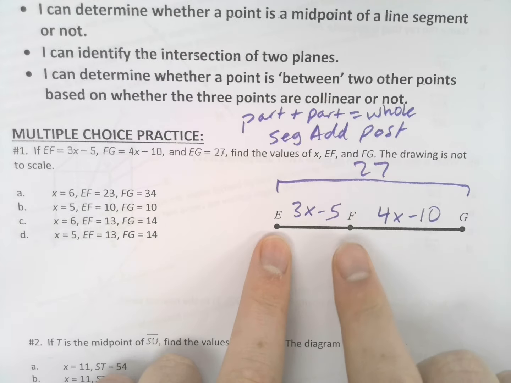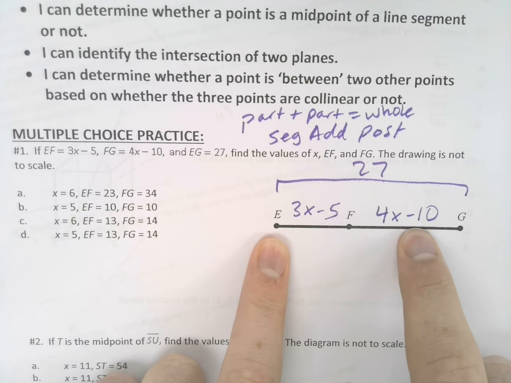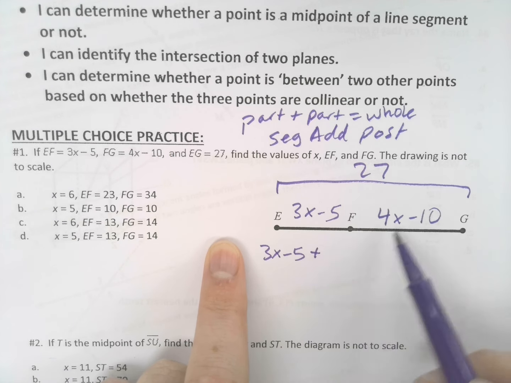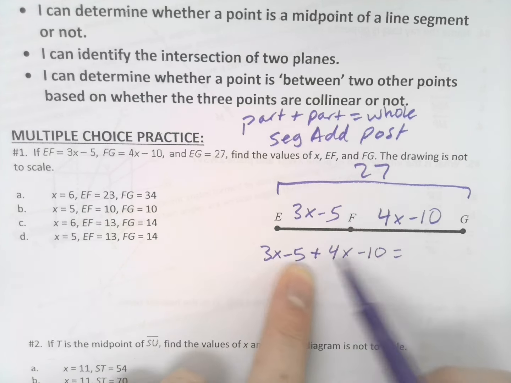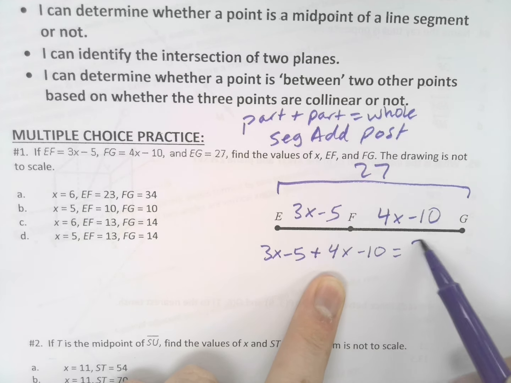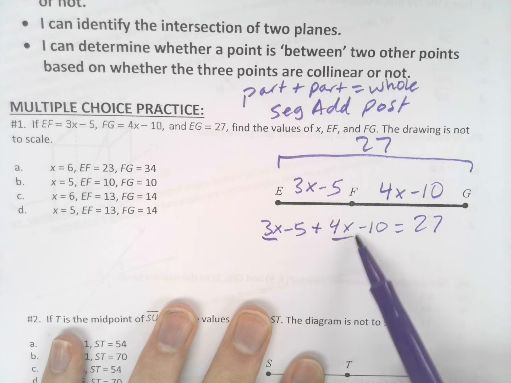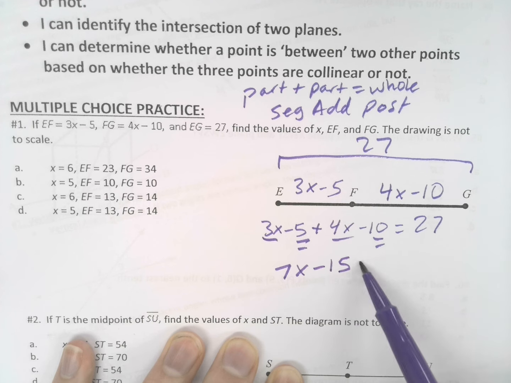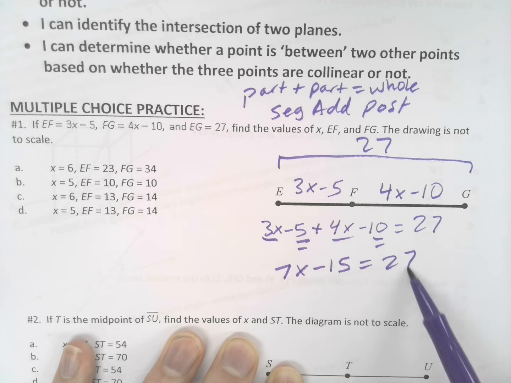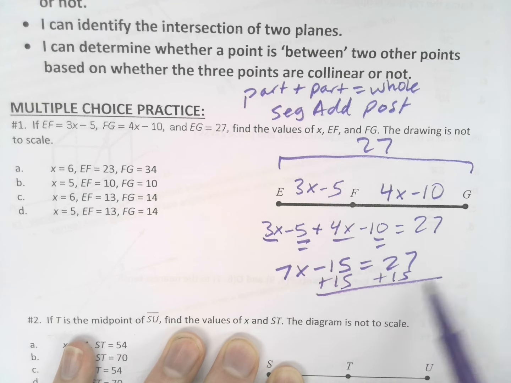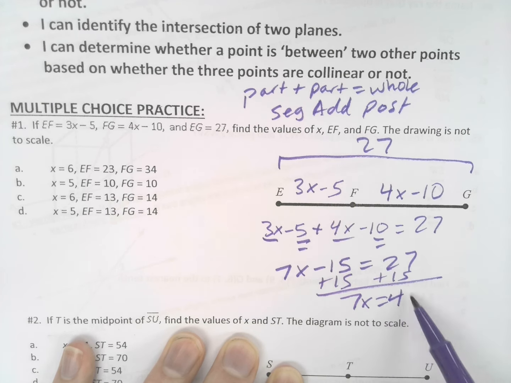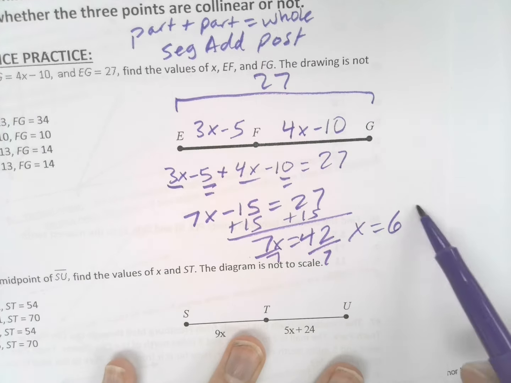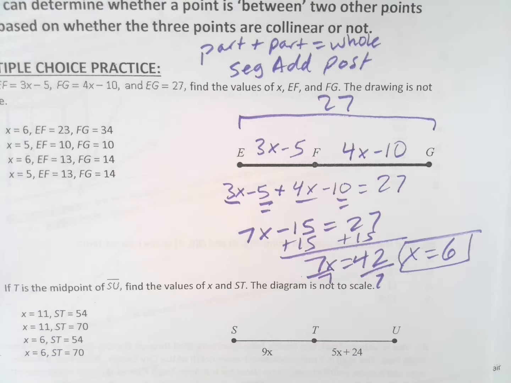Now again, remember, they don't tell us that F is the midpoint. So this piece is not equal to this piece. But this piece, 3x minus 5, plus 4x minus 10, will add up to be part plus part equals the whole, 27. And when you combine like terms, 7x, negative 15, negative 5 and negative 10 gives us negative 15, add 15 over, and then we divide, x is going to be 6. But again, please be careful, guys.